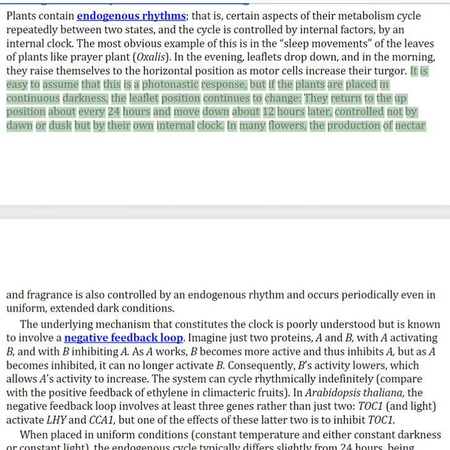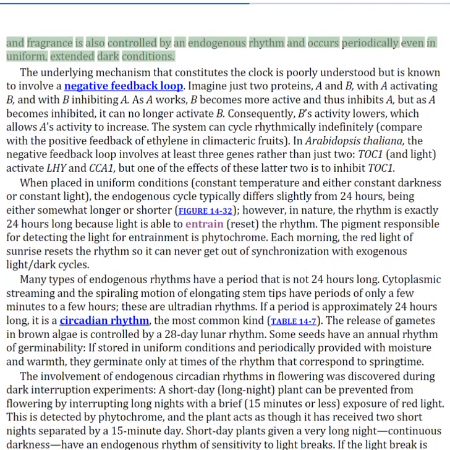It is easy to assume that this is a photonastic response, but if the plants are placed in continuous darkness, the leaflet position continues to change. They return to the up position about every 24 hours and move down about 12 hours later, controlled not by dawn or dusk, but by their own internal clock. In many flowers, the production of nectar and fragrance is also controlled by an endogenous rhythm and occurs periodically even in uniform, extended dark conditions.